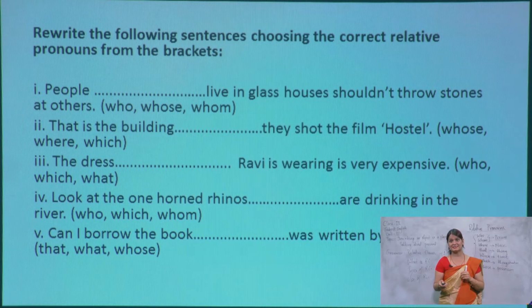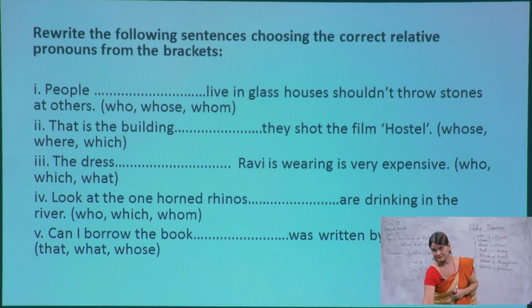Next, that is the building. They shoot the film hostel. So whose, where, and which? Which one is the correct answer? That is the building. This is the place. So if there is a place, then we use where. So that is the place where they shoot the film hostel. So that will be the correct answer. I hope you can do the other exercises as well. Please do, and then we will take it later on.